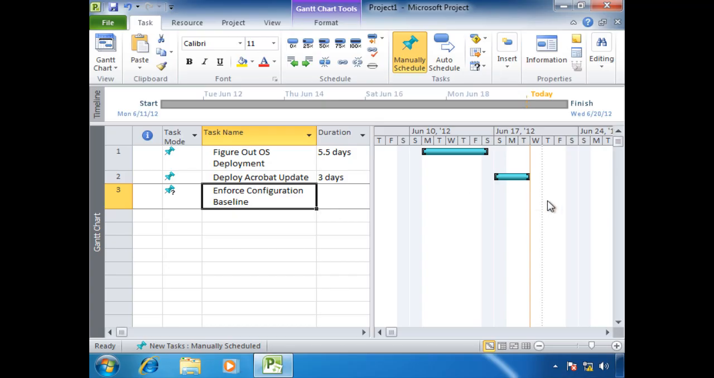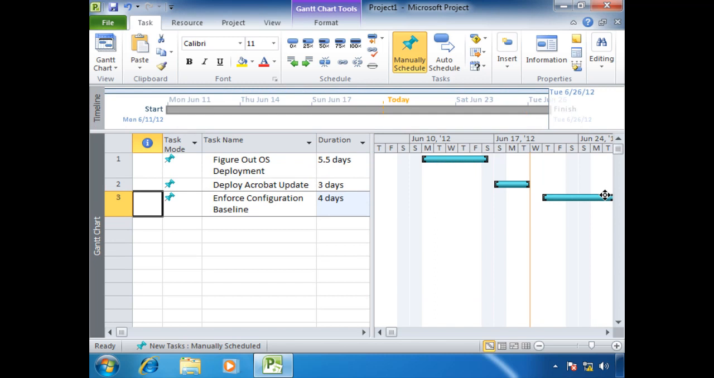Okay, I need to actually enforce the configuration baseline. Hello, sorry, I wasn't aware you were paying attention. Let me ask you a question.